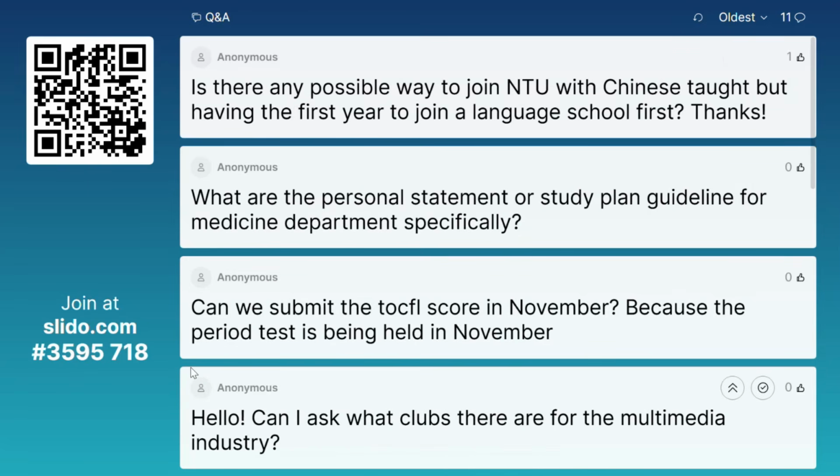Next question: is there any possible way to join NTU with Chinese-taught programs, but having the first year in a language school first? The Chinese language program is different from the degree program. If you want to learn Chinese first, you can search for information about our language centers, CLD or ICLP, and learn Chinese there, or at another university that also has a Chinese center. Once you get the required level, you can apply.